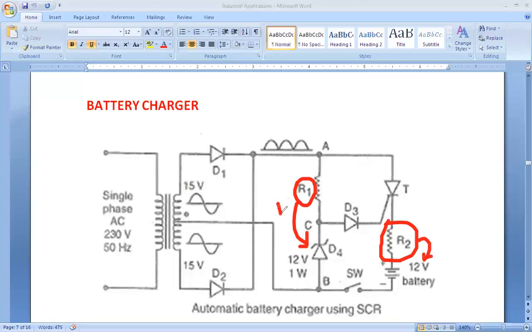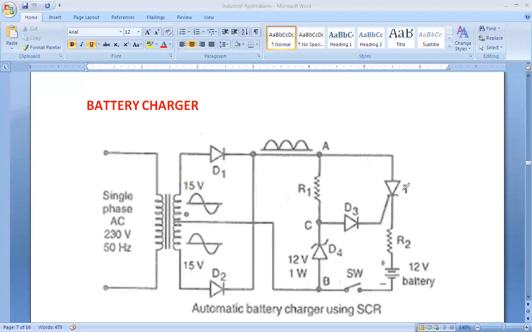So the purpose of both resistances is to control the current of the Zener diode as well as the battery. Now what is the role of this diode? The role of this diode is to provide the current in the gate in one direction.